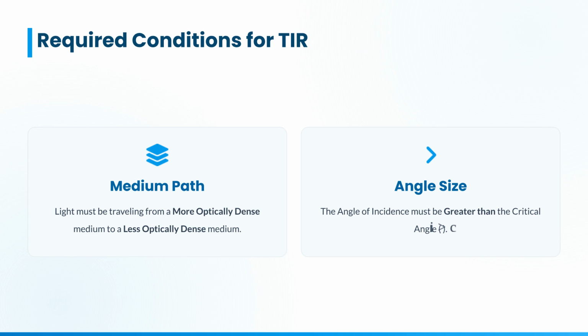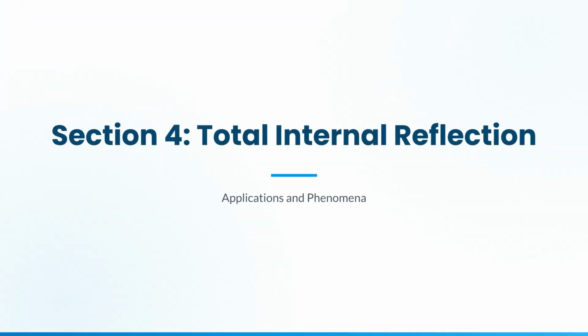For total internal reflection to occur, 2 conditions must be met. Light must travel from a more optically dense to a less optically dense medium, and the angle of incidence must be greater than the critical angle. Now let's look at some real-world applications and phenomena of total internal reflection.